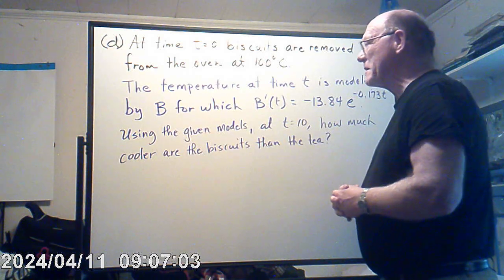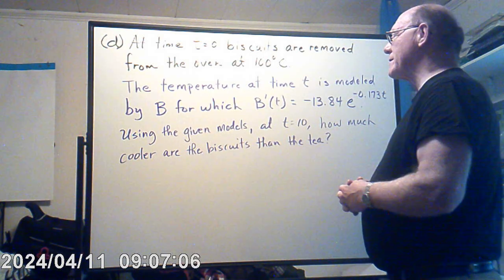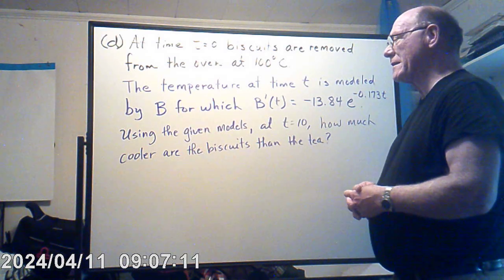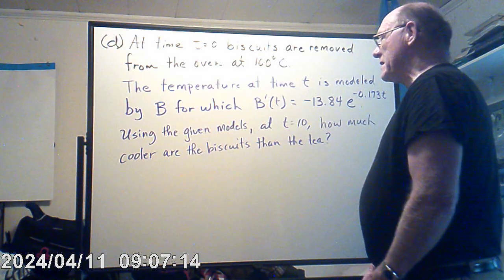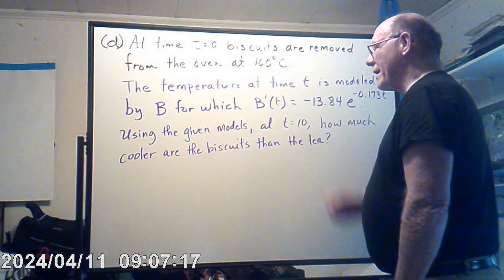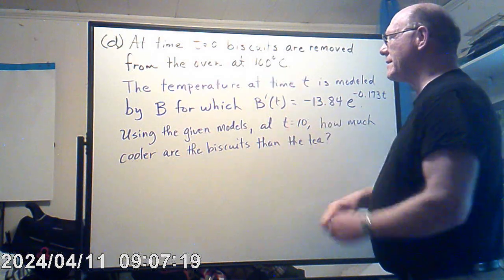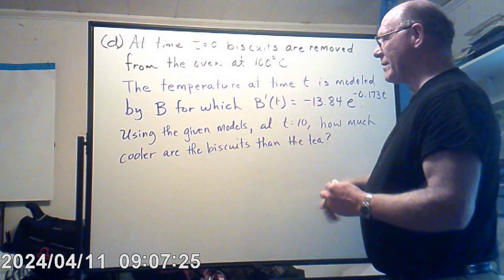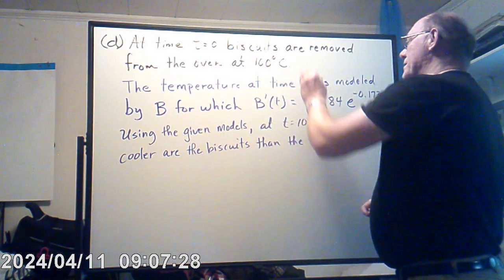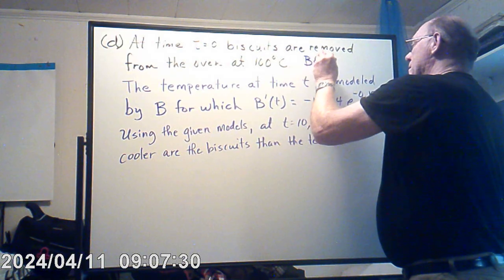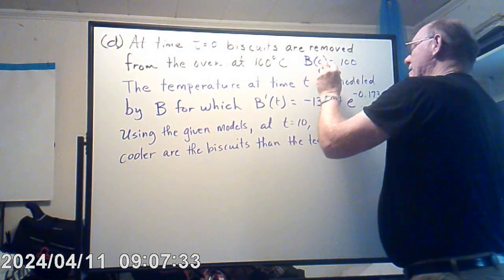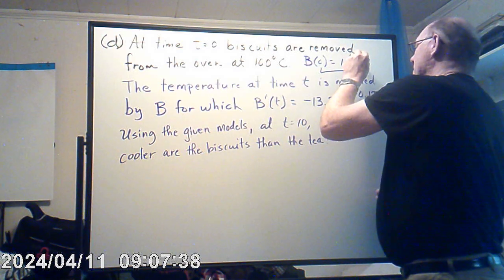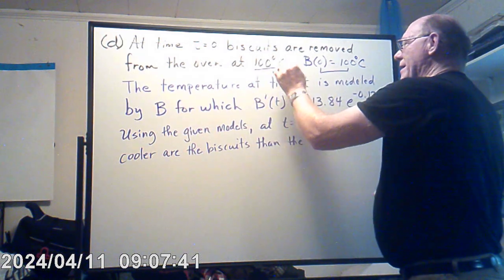But anyway. At time t equals 0, biscuits are removed from the oven at 100 degrees Celsius. Now these biscuits are going to cool off, aren't they? The temperature at time t is modeled by B. Now here's something you got to look at. This function B at 0 is equal to 100, and that's what you got to remember. Initially it's 100 degrees Celsius.